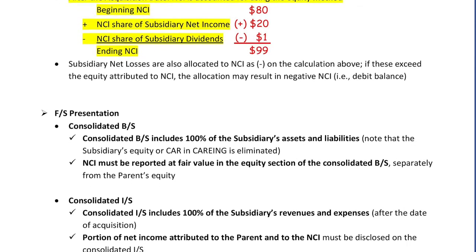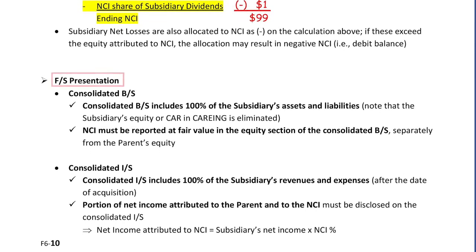Moving down on this page, put a box around financial statement presentation. Highlight consolidated balance sheet, and highlight includes 100% of the subsidiary's assets and liabilities. Note that the subsidiary's equity, or carrying amount, is eliminated.